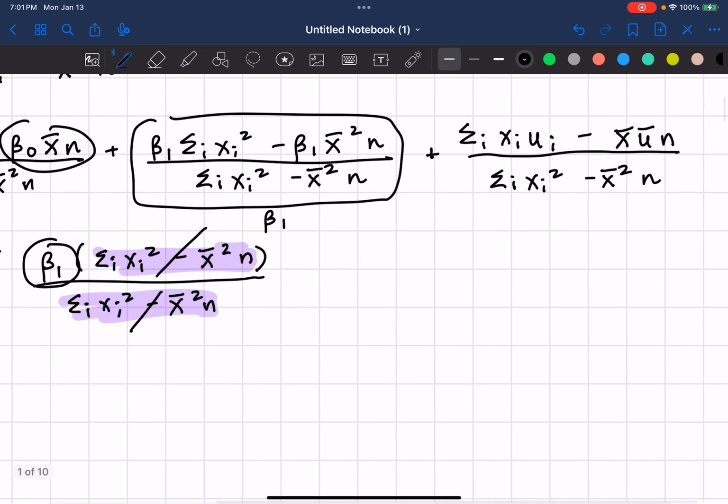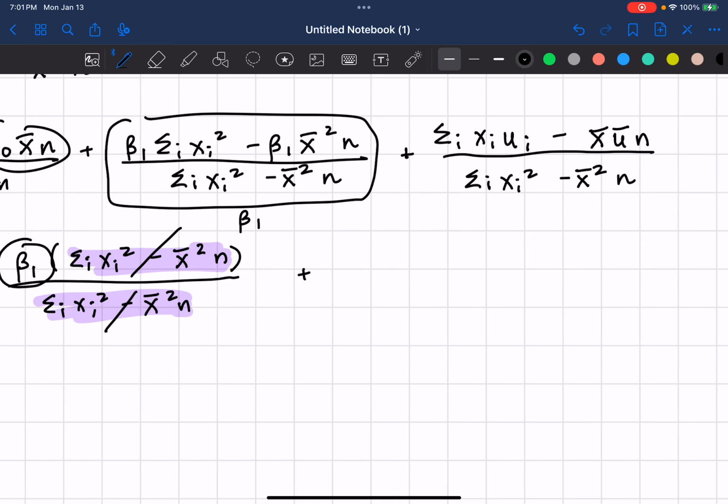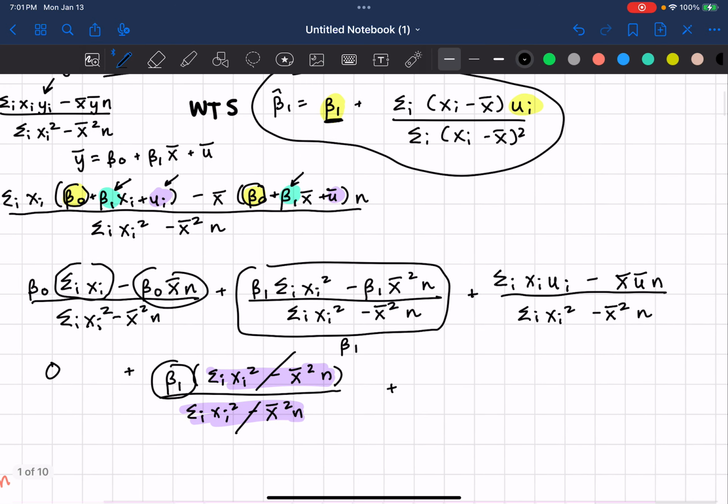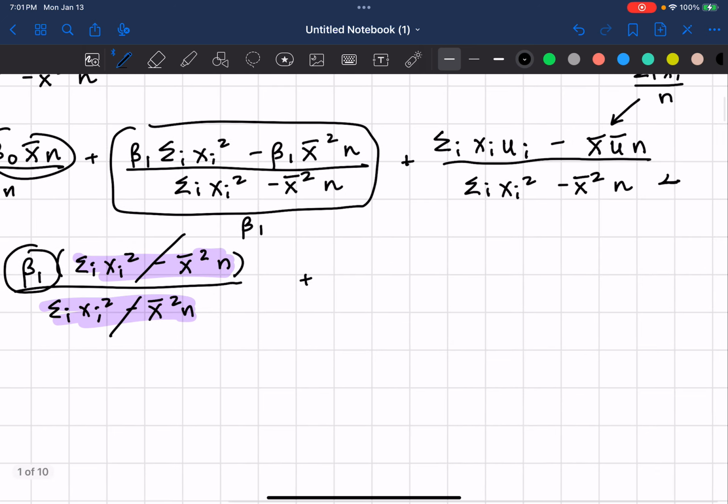And now let's look at the final term here. We have sum I xi ui minus x bar u bar n over the denominator. What do we want to show? We want to show it's equal to this. So let's see. Let me make this substitution for x bar. We know x bar is sum I xi over n. And then I'm going to make an argument that the denominators are equal. So let's start with the numerator.